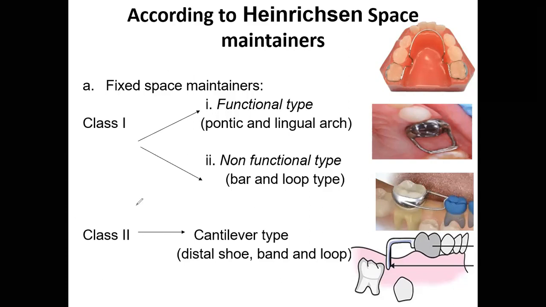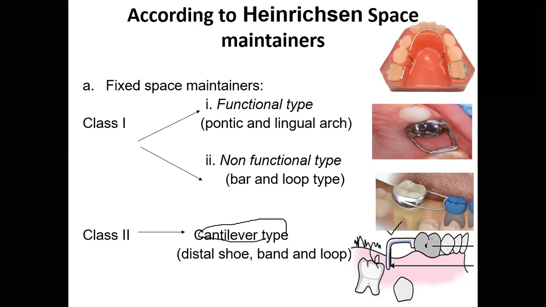Now we have class 2 space maintainer, in which we have a cantilever type of a space maintainer. This cantilever type of a space maintainer can have a distal shoe. Can you see here again? Now, this first molar is there, second molar is lost, and sixth is not yet erupted. So in this condition, we cannot take any help from the distal surface. Here is no tooth on the distal side of the empty space.